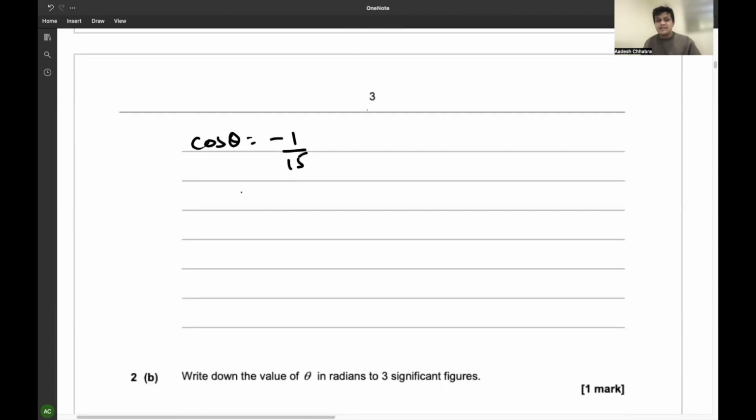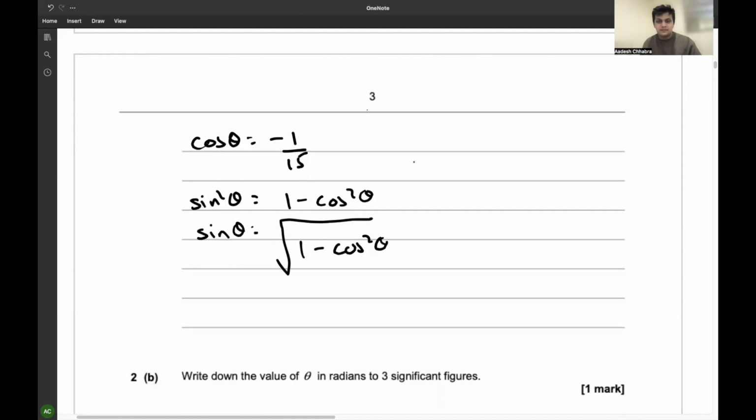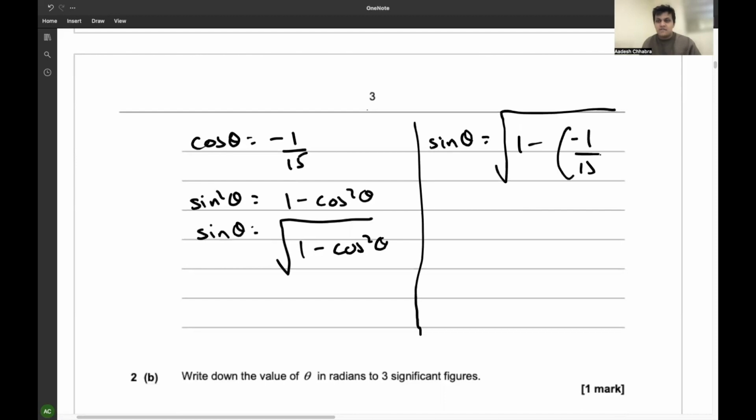So now that we have the value of cos theta is equal to minus 1 upon 15, we can go ahead and use the identity that sine squared theta is equal to 1 minus cos squared theta. And so sine theta would be equal to the square root of 1 minus cos squared theta. And if we know that, then essentially we know that sine theta would be equal to the square root of 1 minus 1 upon 15 squared. Go and put this into calculator, and you will indeed find that sine theta is equal to 4 root 14 upon 15, hence showing what is needing to be shown.